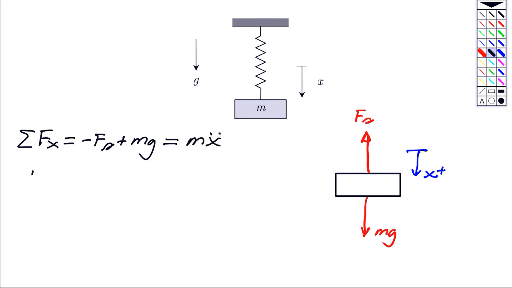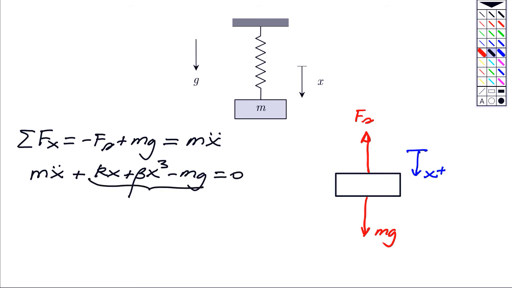So we have the equation of motion m x double dot plus Fs, which is kx plus beta x cubed, minus mg is equal to 0. And for later usage, we might refer back to that as being f of x. But f of x, keep in mind, is just Fs minus mg.